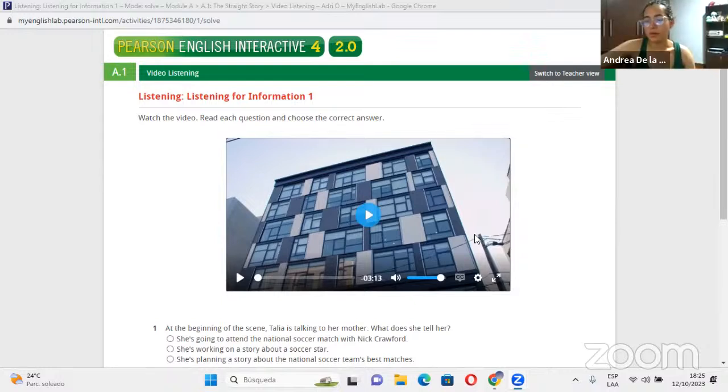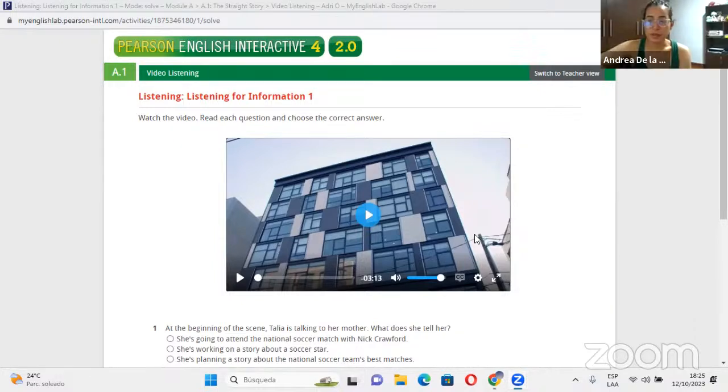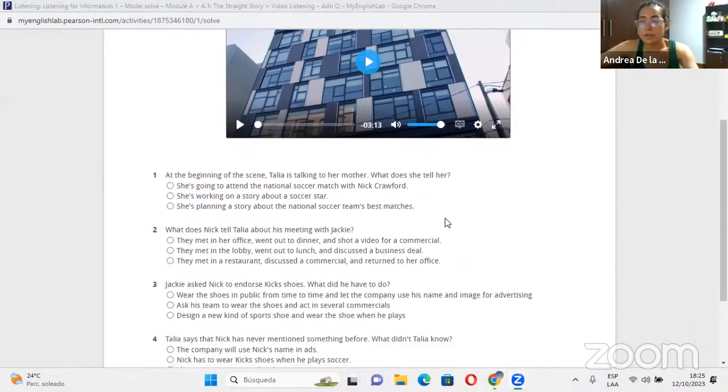Exactly. Okay, so yes, Nick is telling the story to Talia again, I think. And there's something new at the end. What was the new information that Talia received from that time that they met? The commercial. She says, what type of commercial? Exactly. There's apparently a commercial that he had to do. Very good. So let's look at the questions.